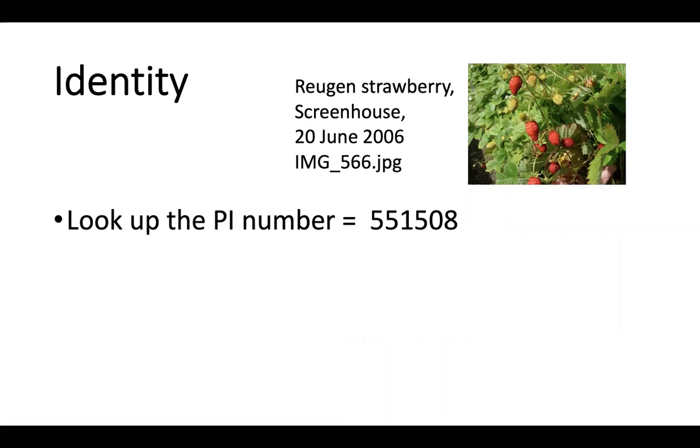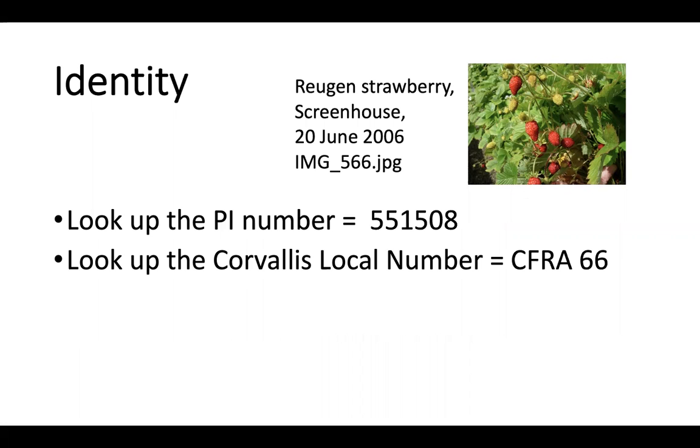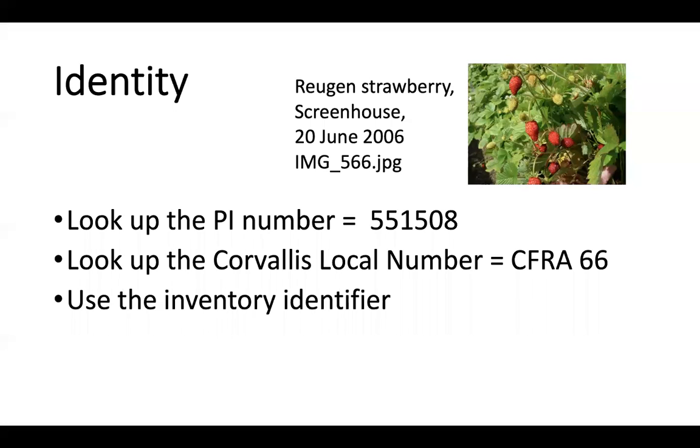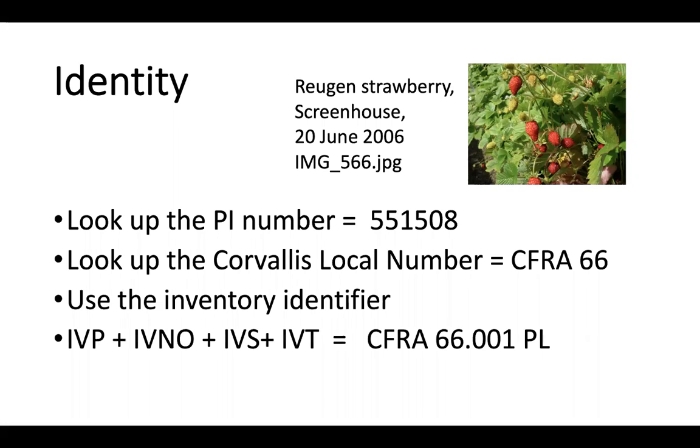So we looked up the PI number. For this accession, the PI number is 551508. The Corvallis local number is CFRA 66. The inventory identifier then is the IVP, IVNO, IVS, and IVT. So that full number is CFRA 66.001PL.